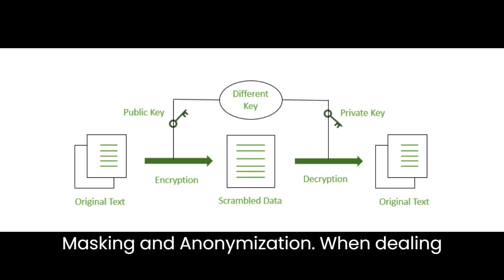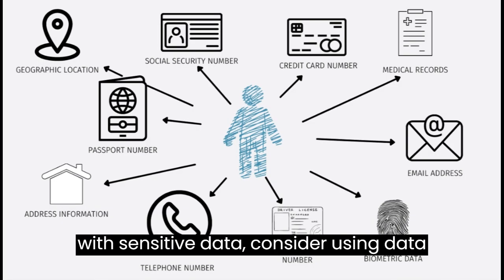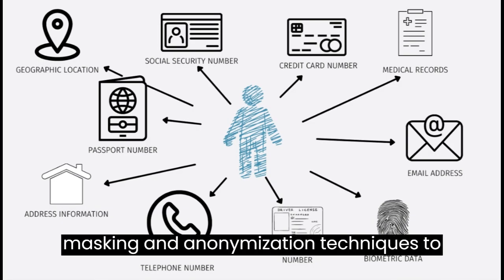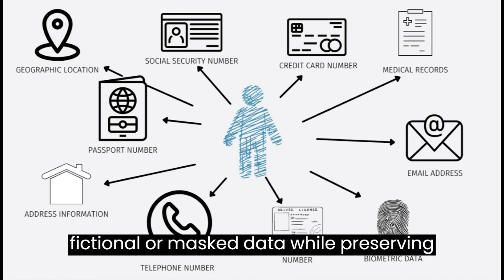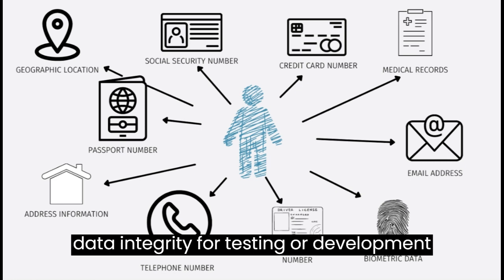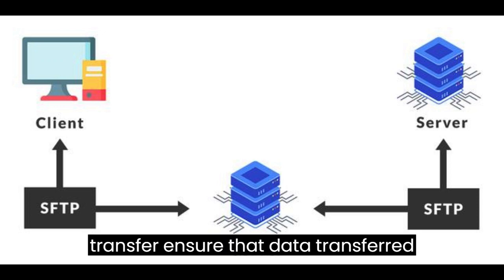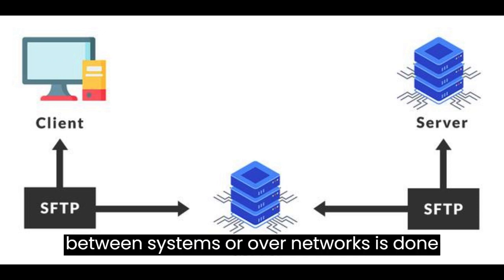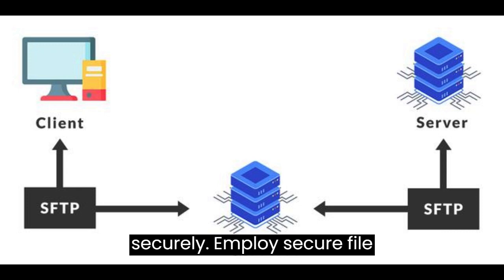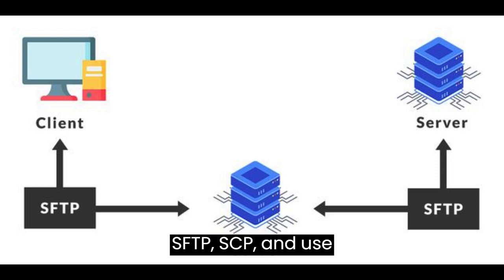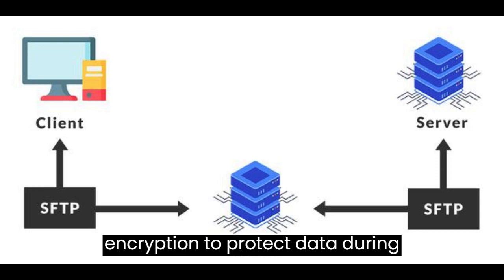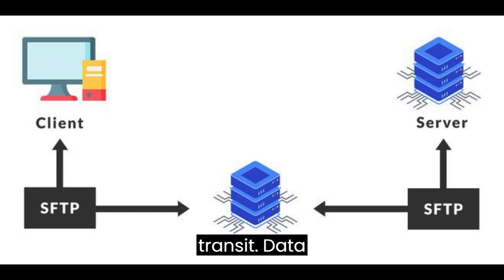Data masking and anonymization. When dealing with sensitive data, consider using data masking and anonymization techniques to replace sensitive information with fictional or masked data while preserving data integrity for testing or development purposes. Secure data transfer. Ensure that data transferred between systems or over networks is done securely. Employ secure file transfer protocols, for example SFTP, SCP, and use encryption to protect data during transit.